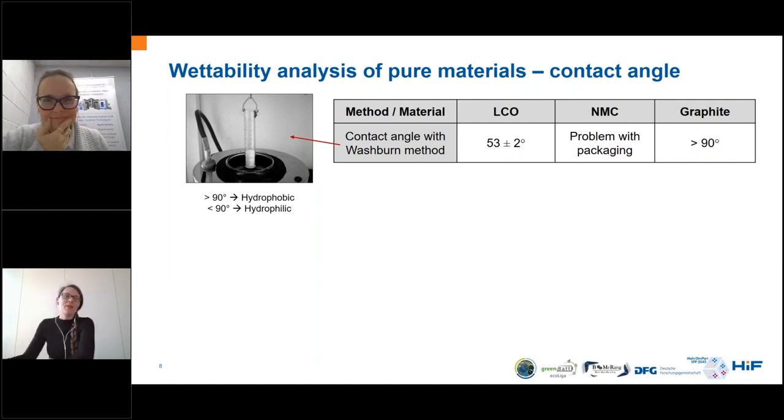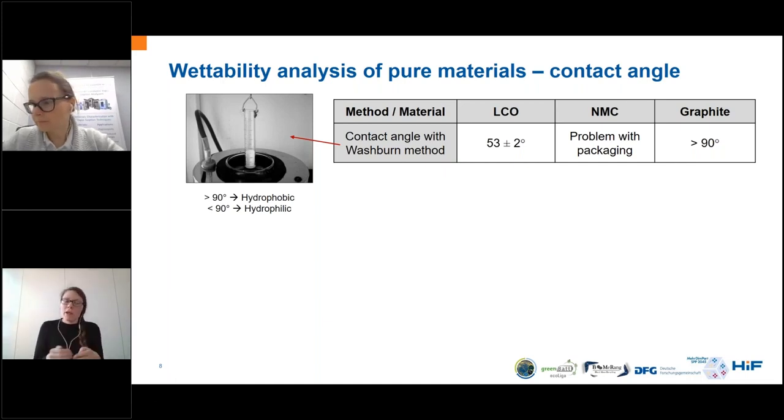Okay, first I want to start with the contact angle measurements using the Washburn method. So here on the left, you have an actual picture how it really looks in our lab. So you have this little glass tube where the particles are inside. This is not the battery material, which is usually very black. So this is a different kind of material, but just to get you an idea how it looks. So the white thing, that's the particles, and then it is dipped into water, and depending on how much water is taken up, from this after evaluation you get the contact angle.